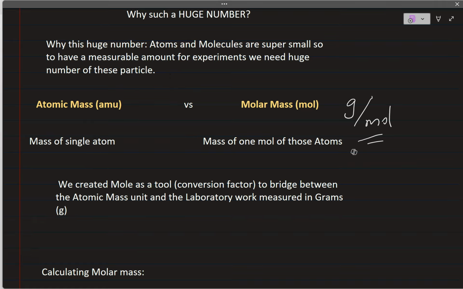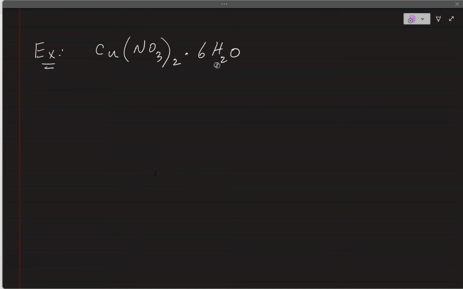Okay. Here's another example. This compound is a hydrate compound. The name of this compound, you can actually practice that, is copper nitrate hexahydrate. That's what that is, okay? But that's okay if you don't know the name. Right now, we're just going to calculate the molar mass. Again, we're going to write up all the elements and atoms in here to see what we have, and then we go through it. First of all, we have copper.